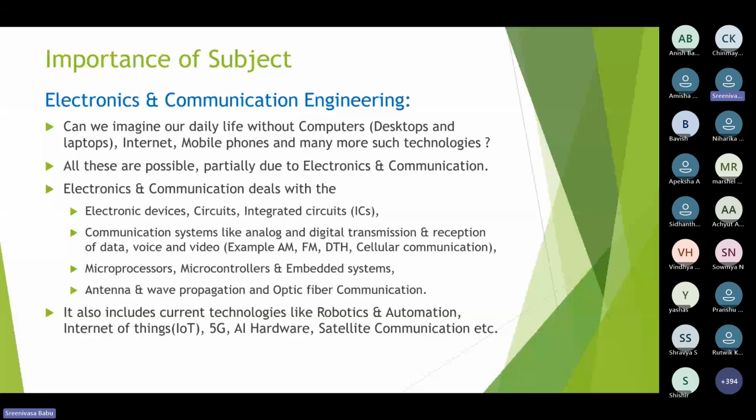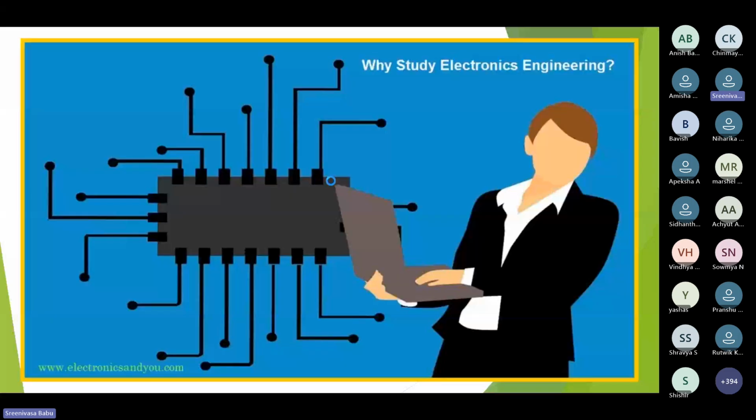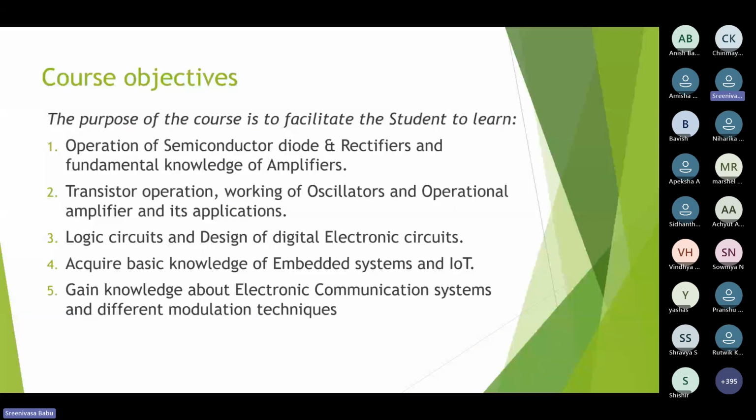These are the course objectives of this subject. This is the objective we would like to achieve by the end of this course. By the end of this course, we will facilitate the students to learn the following 5 things. First is operation of semiconductor diode and rectifiers and fundamental knowledge of amplifiers.